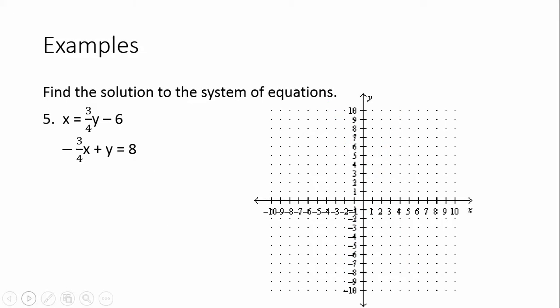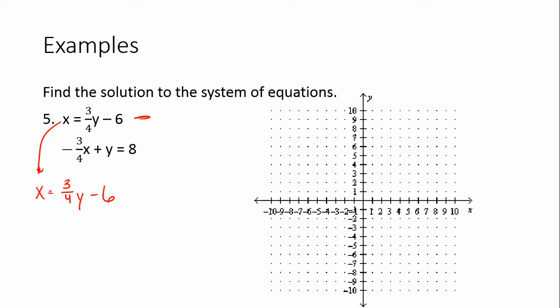Number 3 looks a little tricky because we have some fractions. Things are not in slope-intercept form. So it's your choice. Do you want to put things in slope-intercept form? Sometimes that's a little bit easier. I am going to do that. The first equation is a little bit tricky, so I'm going to switch back to red for the first equation, and I'm going to rewrite it down here. So I have x equals 3/4 y minus 6.